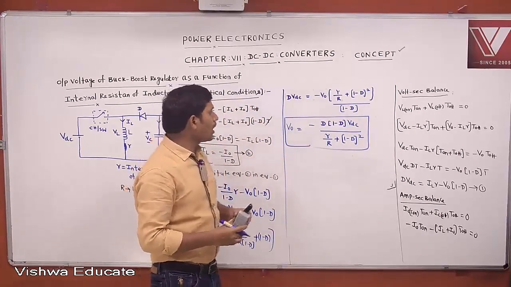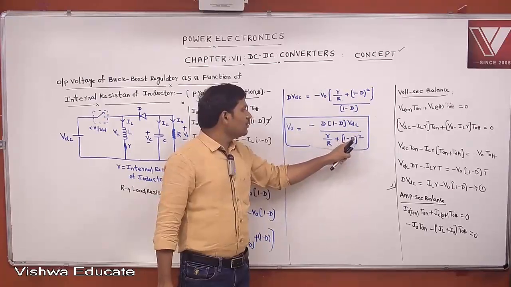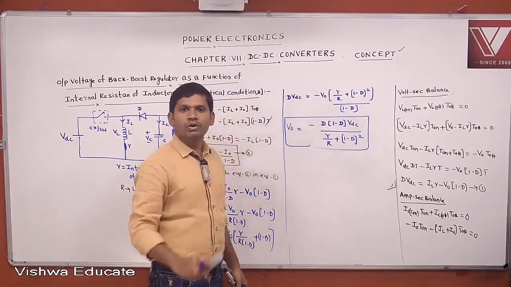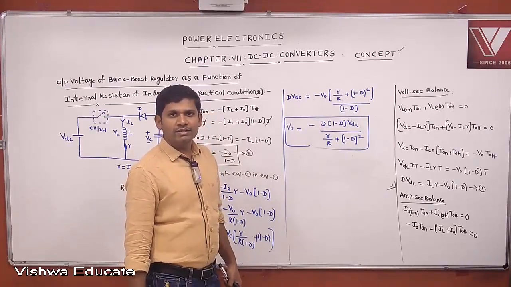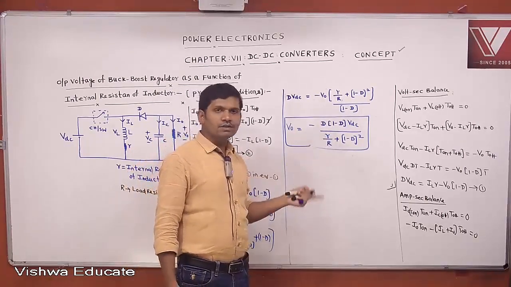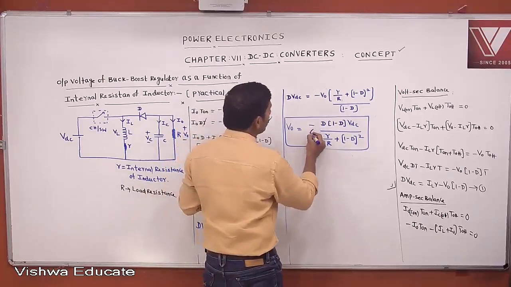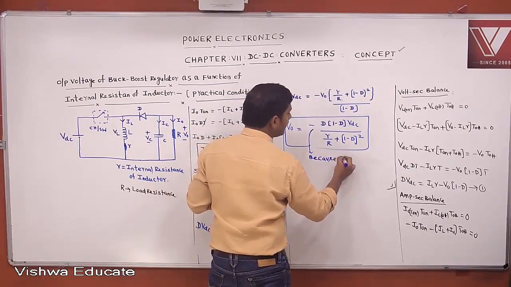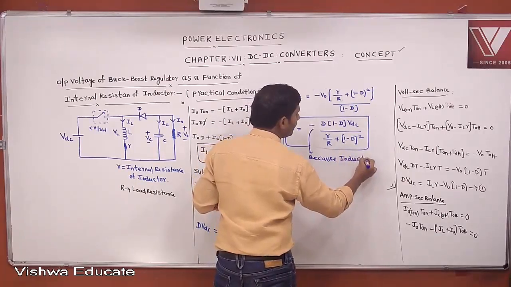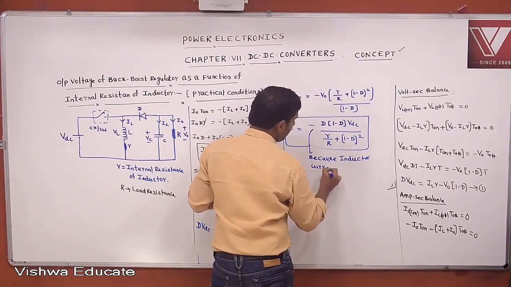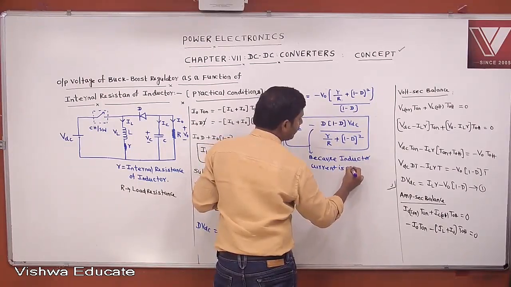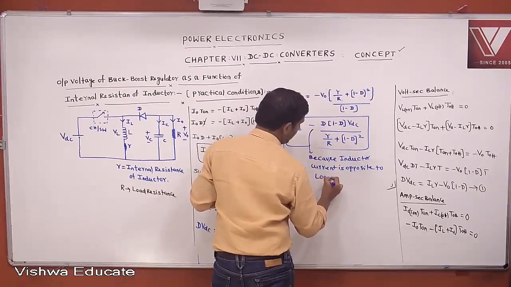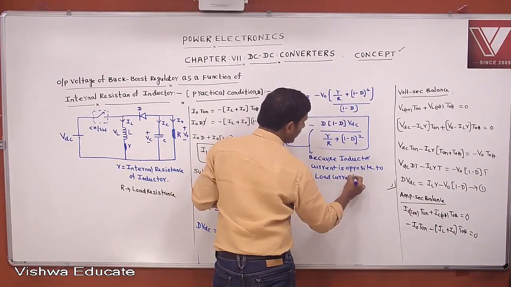You substitute small r equal to 0, then 1 minus D cancel, then you get D VDC by 1 minus D. Same as that without internal resistance of inductor, we get the same formula, na, by substituting small r is 0. But there is a negative sign because inductor current is opposite to load current. Inductor current is opposite to load current. That's why you are getting that expression.